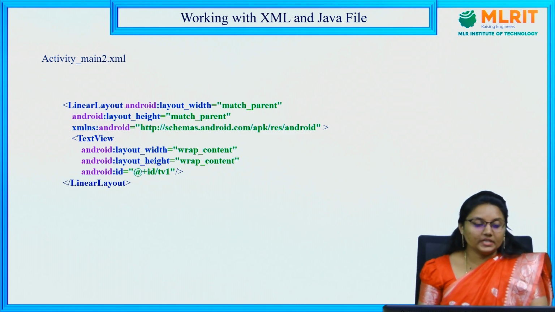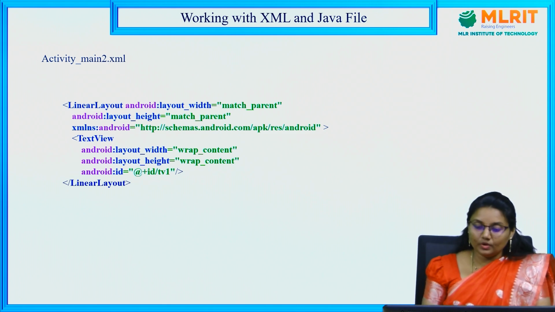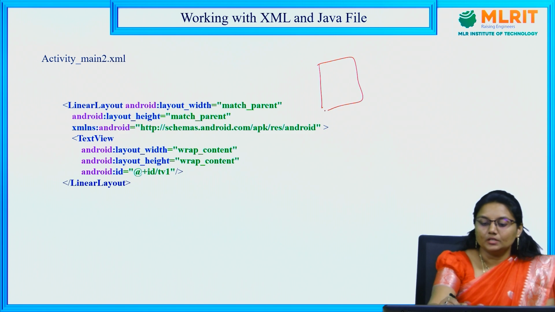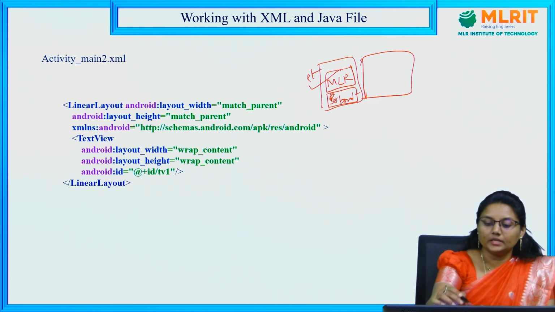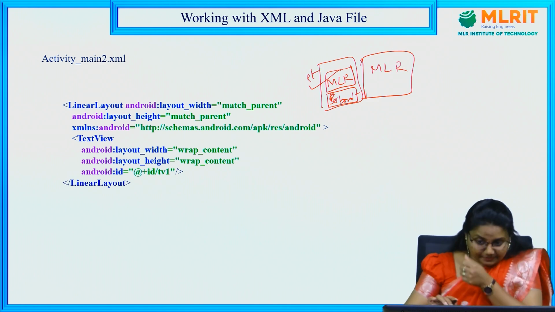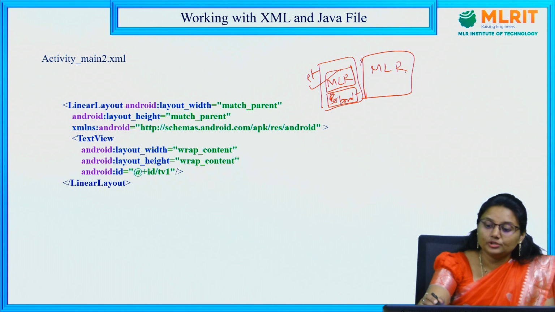So the second activity, when you are taking two different activities. Here in the EditText you have taken MLR and there is a Submit button. When you submit here, whatever text you have taken in the ET is going to display here. This is MLR. To display any text, which component should you use? That is the TextView.